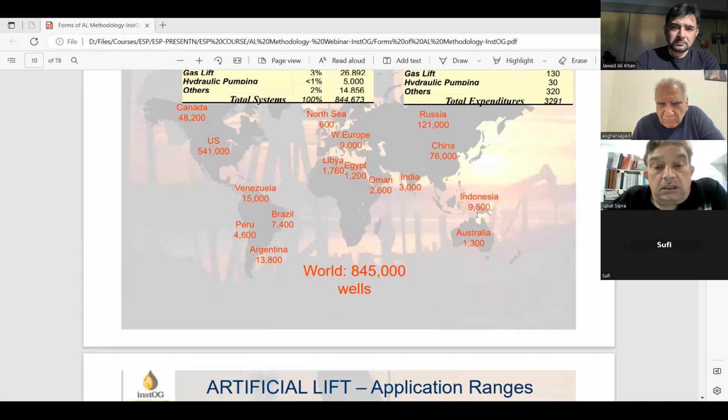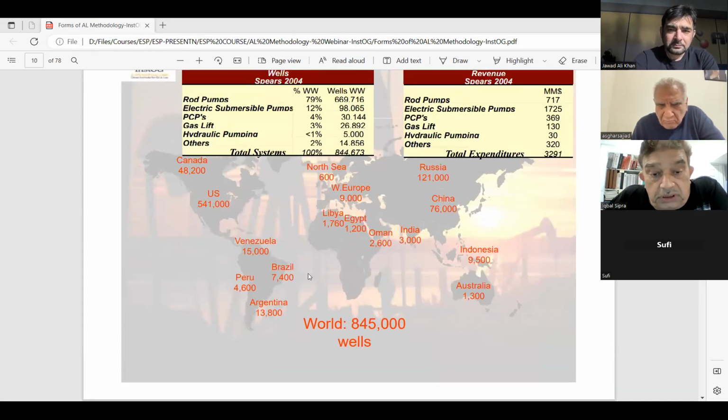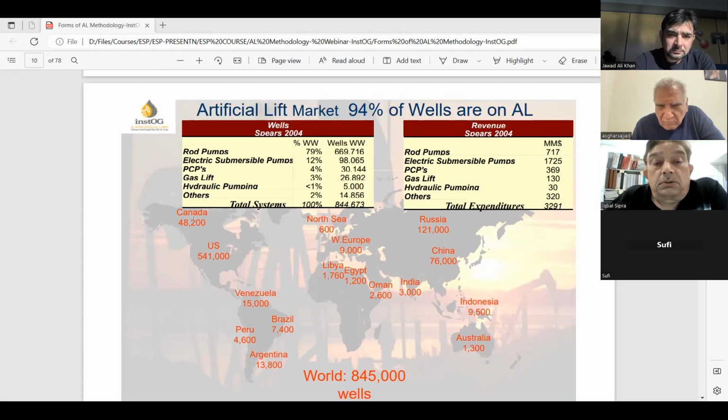Worldwide, the highest numbers of installed wells are in Russia. You can see that it was 121,000 back in 2004. Now they're exceeding 200,000. China is also catching up, Indonesia also catching up, Australia is catching up, and Argentina is also at the top of the list. Brazil, Venezuela, Peru, the US with 541,000 wells. Canada, 48,200 wells. Now Canada is crossing almost 100,000.